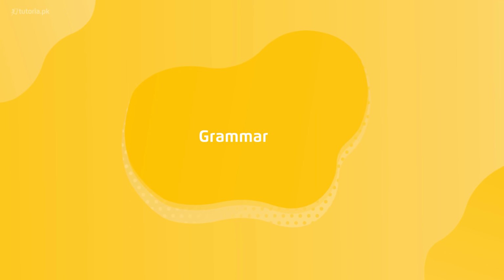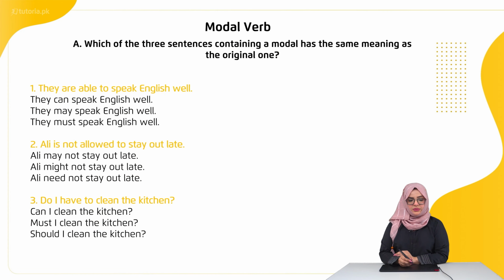Let's move on to the next part of our book exercise, which is related to the grammar portion. So the first question is related to modal verbs. The question is, which of the three sentences containing a modal has the same meaning as the original one? So first is, they are able to speak English well.